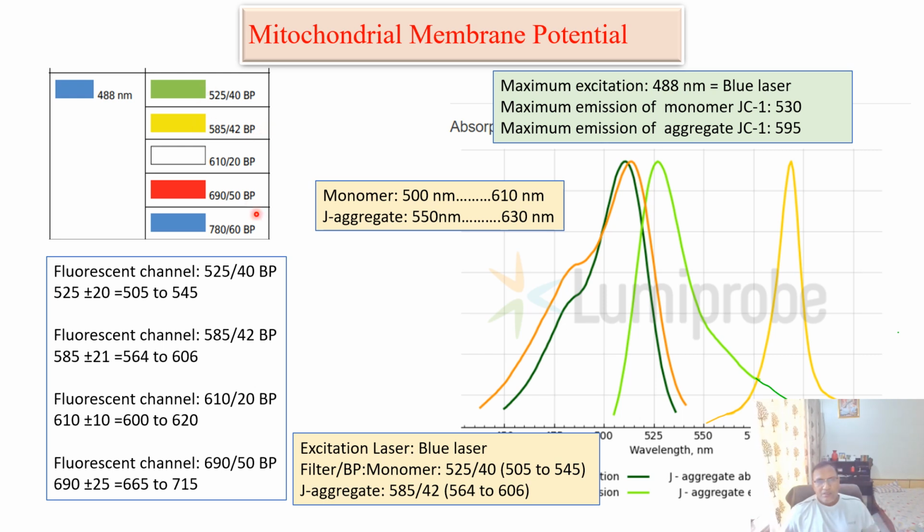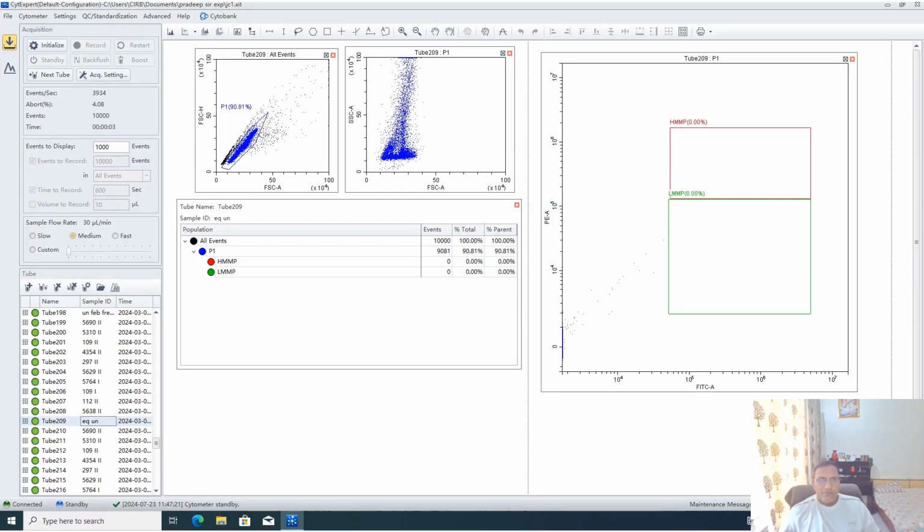So we will detect this one, but the emission spectra of the monomer and aggregate overlap. So we have to apply the compensation, otherwise we will get a false positive result. So it is very important to apply the compensation where the emission spectra of the two fluorophores overlap. For this, you have to know not only the peak, but its spectrum range is essential to know to apply the compensation.